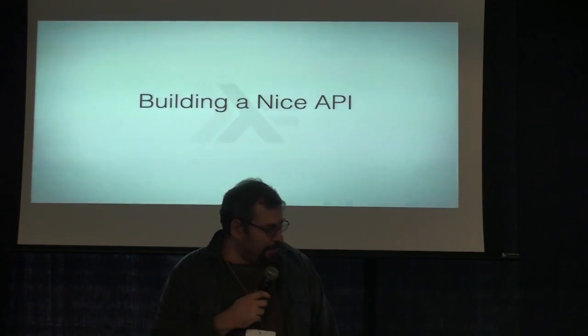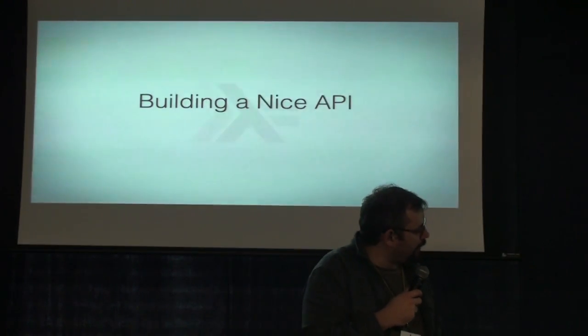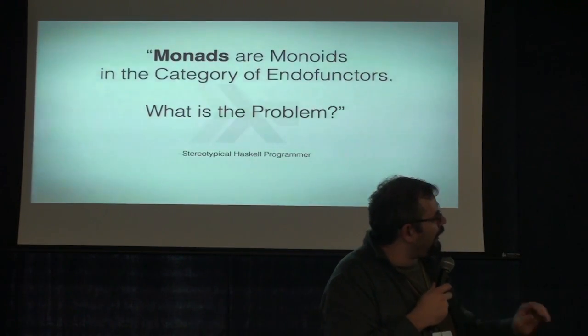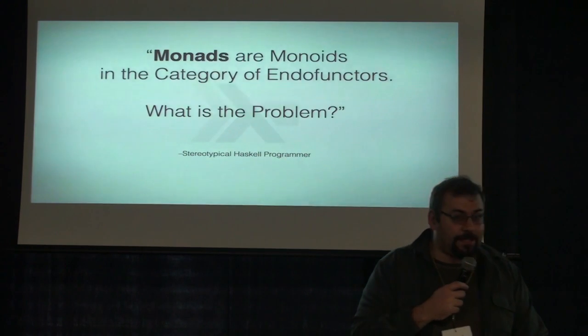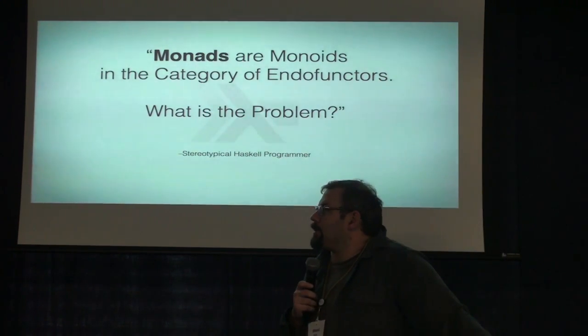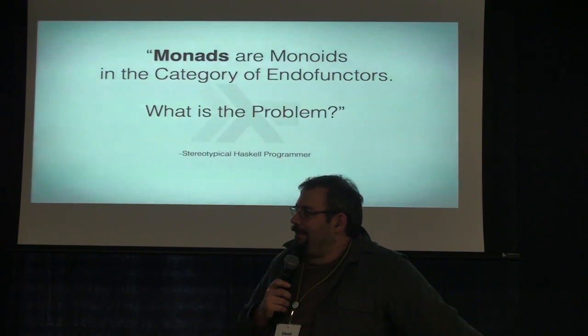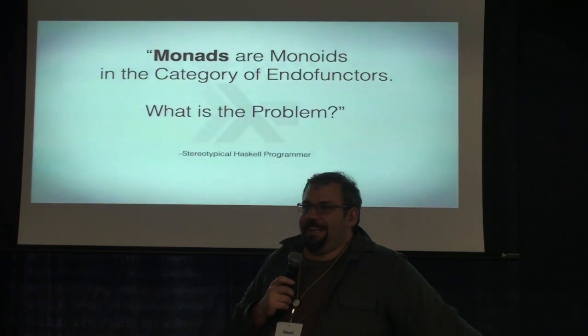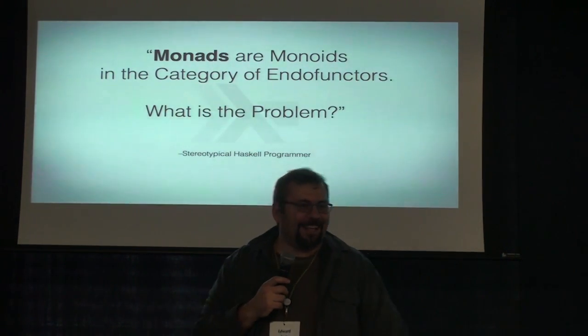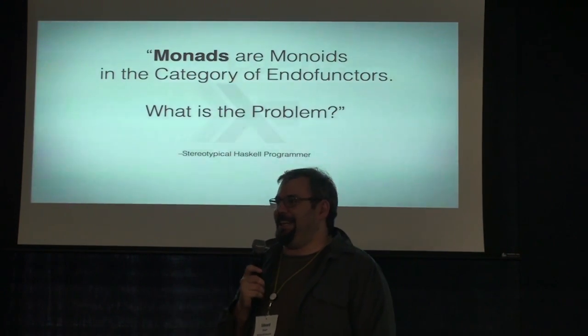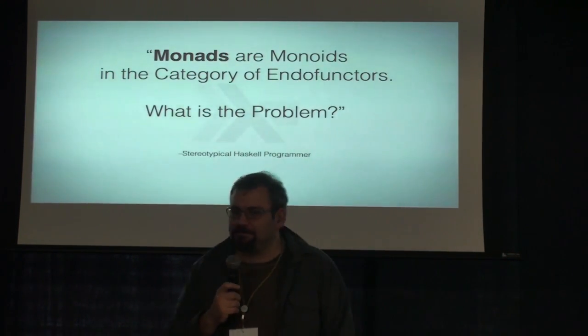And you know, whenever you start talking about data structures, I think the first thing that goes through everybody's mind is that monads are monoids in the category of endofunctors. What's the problem? So I'm going to take a very long digression into the very definition of a monoidal category and where monads come from. And we're going to see if we can use this to build a nice API for sorting. Okay?